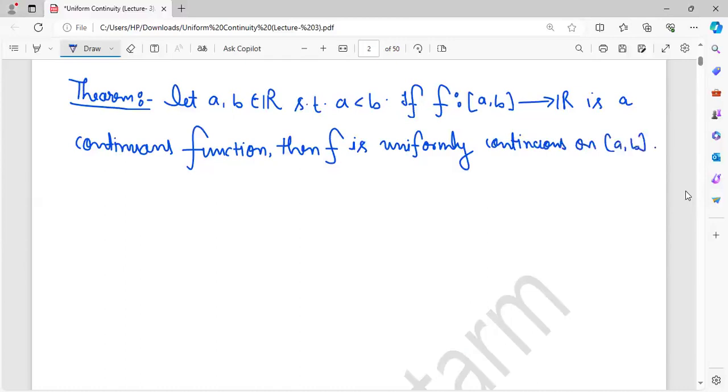So it means you take any closed and bounded interval. It means a and b belong to the real numbers, so a and b are finite values. We are taking a function f on the closed interval [a, b] to R. Then every continuous function on a closed and bounded interval [a, b] is a uniformly continuous function. So let's provide its proof.